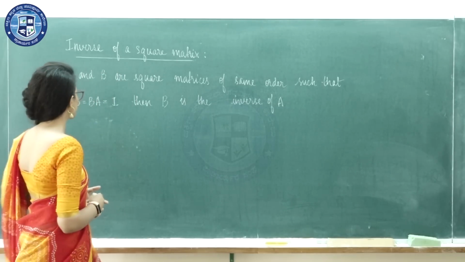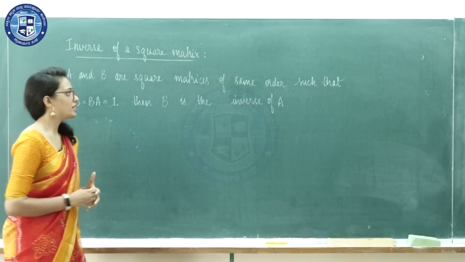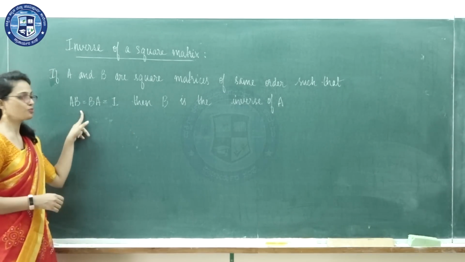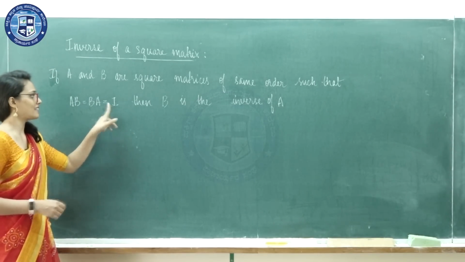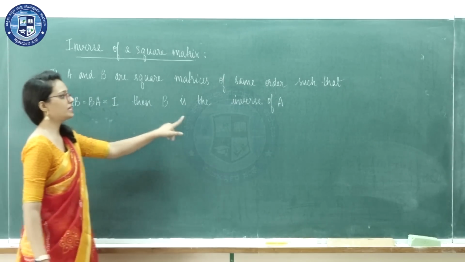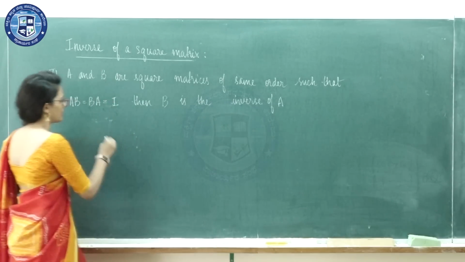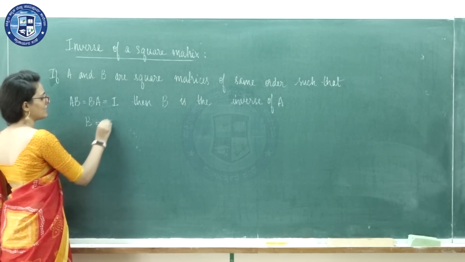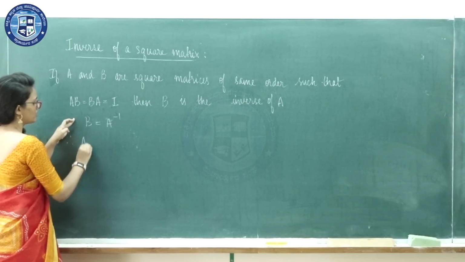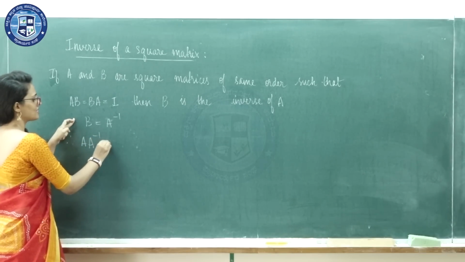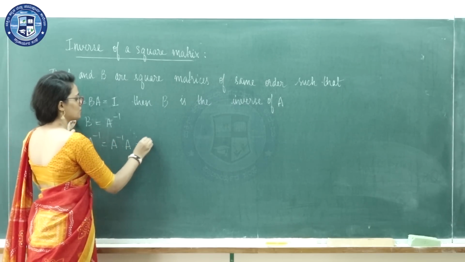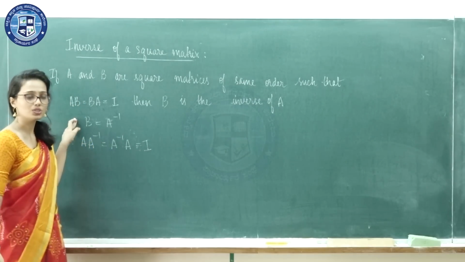Inverse of a square matrix. Suppose A and B are two square matrices of the same order such that the product A into B equals B into A, and that is equal to the identity matrix or the unit matrix I, then B is said to be the inverse of A. So, we denote B as A inverse. Okay. So, we get therefore A into A inverse is equal to A inverse into A, and that is equal to the identity matrix or the unit matrix.